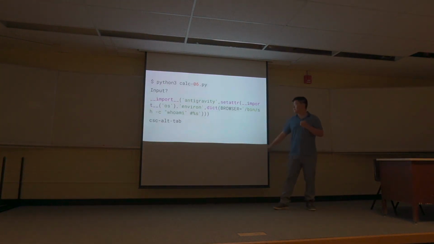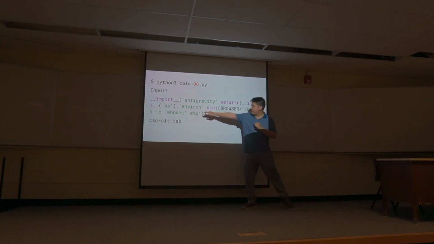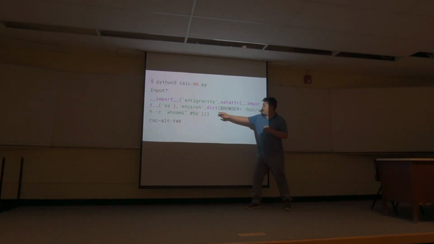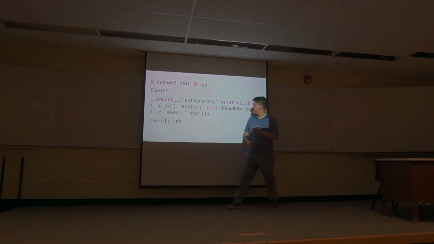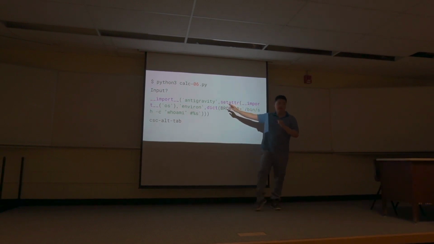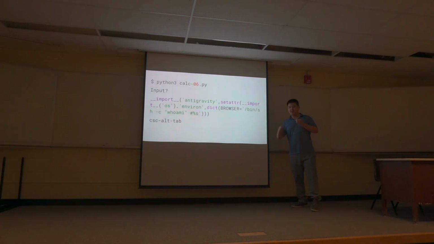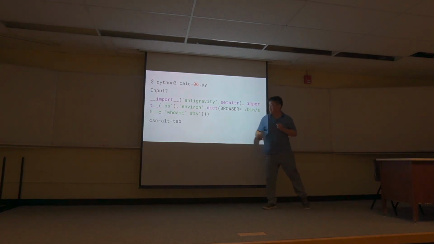Next slide. So in this case, this is how you actually exploit it. To break it down, first it'll import the OS module, get the environment variable, and set it to this dictionary of browser equals bin sh -c who am I. So once this environment variable is set, it'll import anti-gravity. And then when you import anti-gravity, it will import the web browser module, which will run this command as shown below.